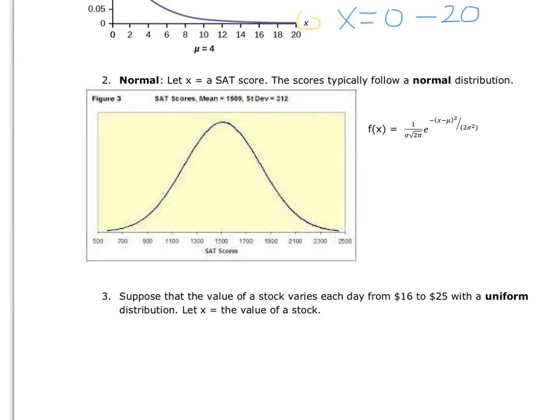If we let our random variable x equal a SAT score, we could represent it with this PDF graph and function. So again, we have the values of the SAT scores along the horizontal. It looks like x values are going from 500 up to about 2,500. Those are the values x can be, any value in that range. And along the vertical, it's not labeled, but it is implied that the values of f of x are represented.